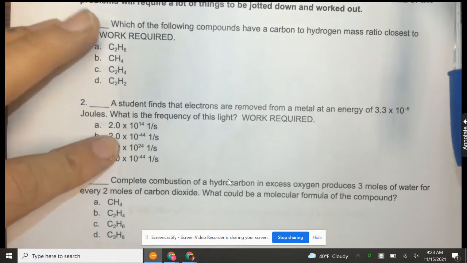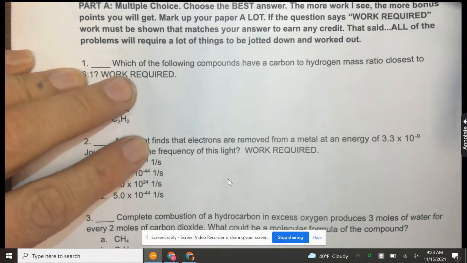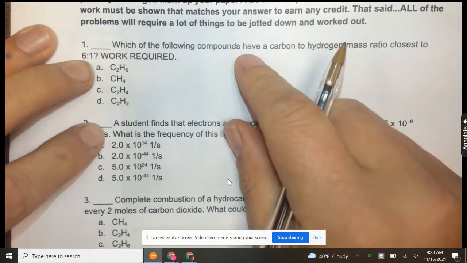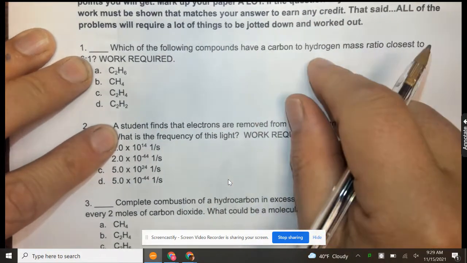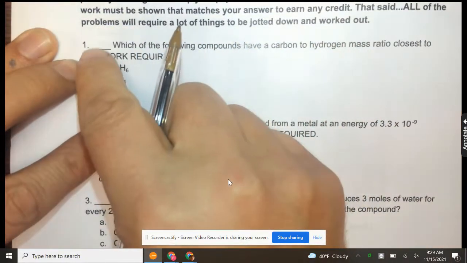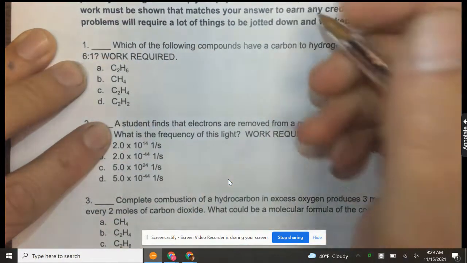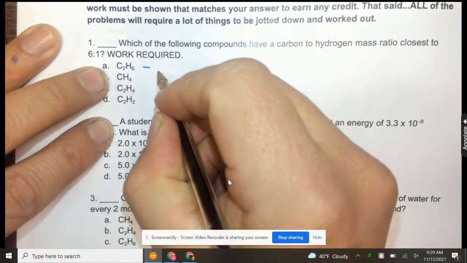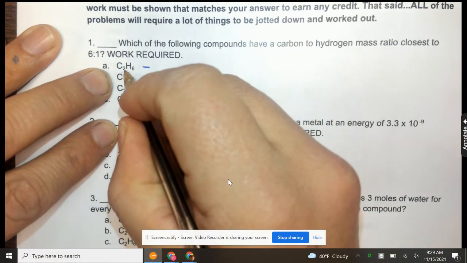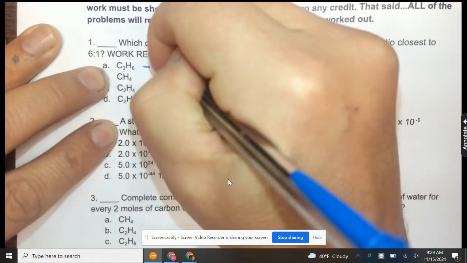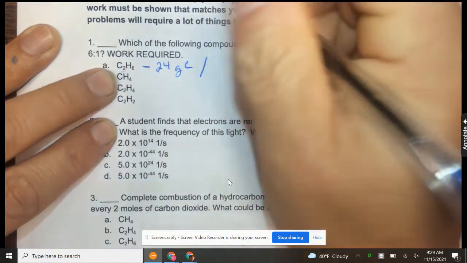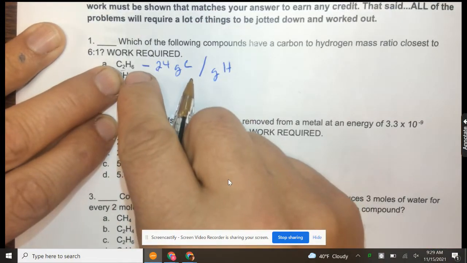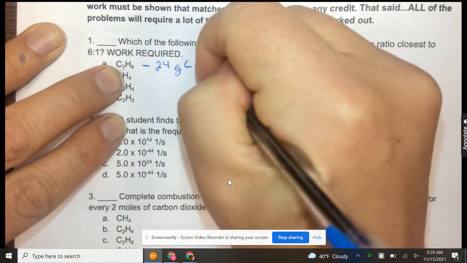So I'm presenting the answer key for our first exam. Our first question, you had to identify the carbon to hydrogen mass ratio, which one was closest to 6 to 1. So for each, you wanted to get the mass of your carbon. For the first one, 2 times 12, 12 coming from the periodic table, and then for your grams of hydrogen, there's 6, each one is 1, so that would be 6.